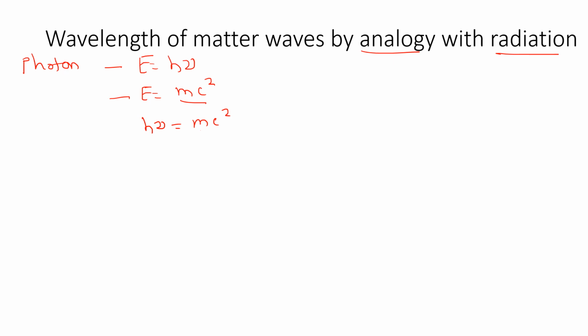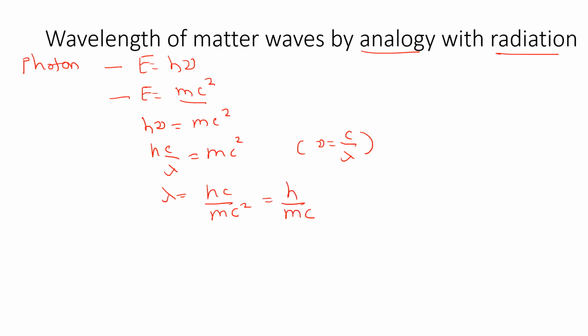So mu is equal to c upon lambda. So we can write hc upon lambda is equal to mc square. Here what we want is the wavelength of radiation. So lambda will be equal to hc upon mc square, which is equal to h upon mc.